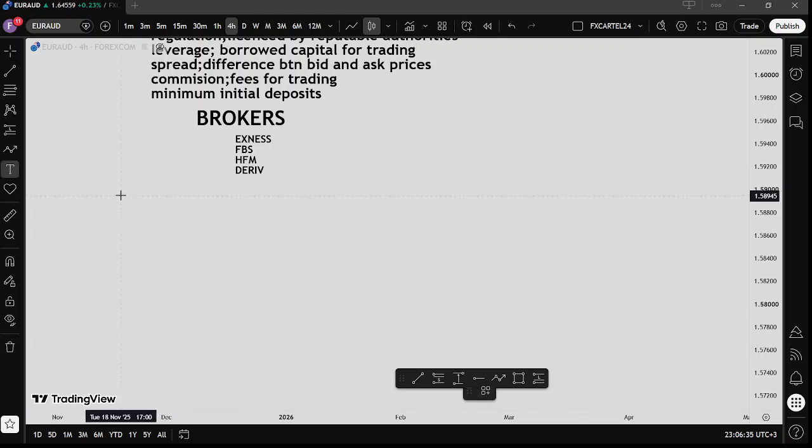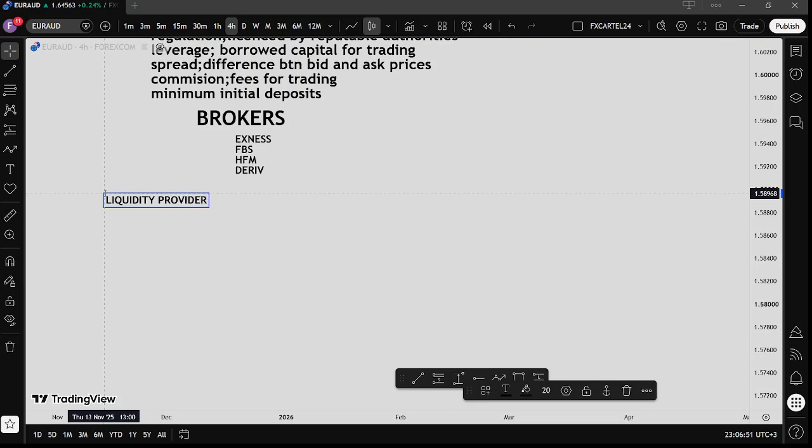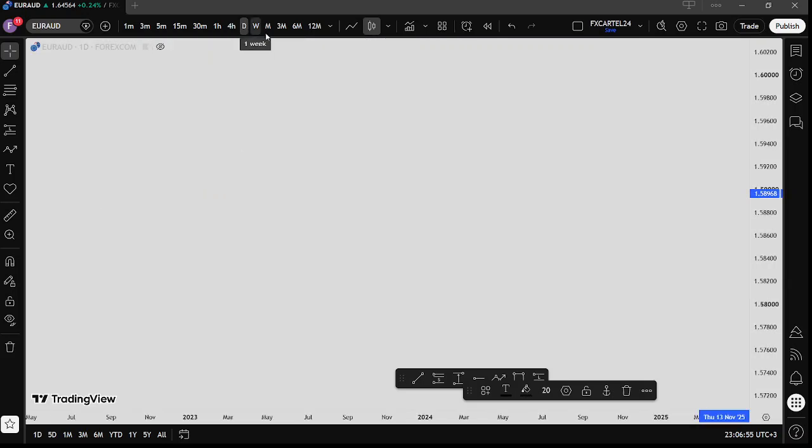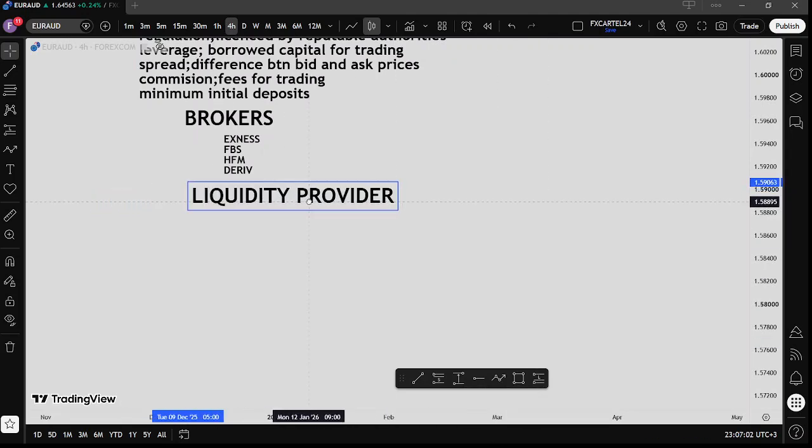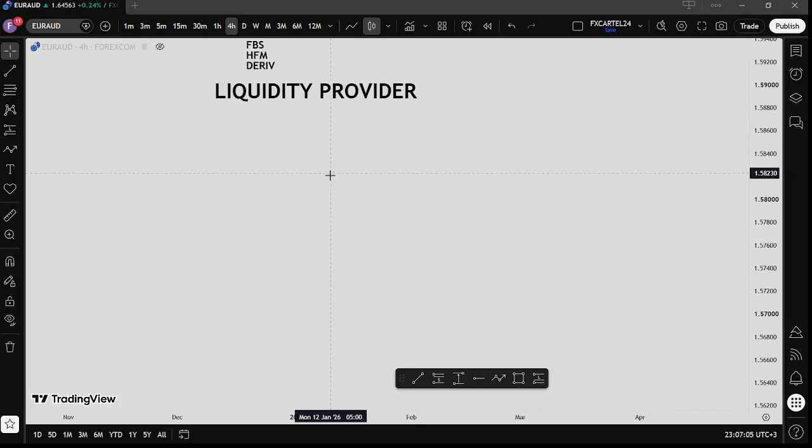We do have another thing. We have to understand also who these liquidity providers are. The other side we learned about the broker that provides liquidity. And now we have to understand about them. Who are these liquidity providers?